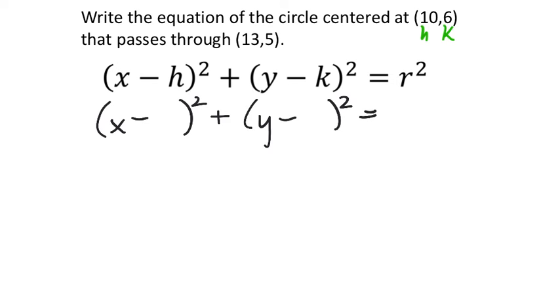We'll get to the radius. We'll get there, but let's put this stuff in first. So the h is 10, and then the k is 6. I don't have to worry about changing these to plus signs. If any of those were negatives, though, I would change that to plus, but I don't have to worry about that. What I need is the radius, and it says that the equation of the circle centered at (10, 6) passes through the point (13, 5).